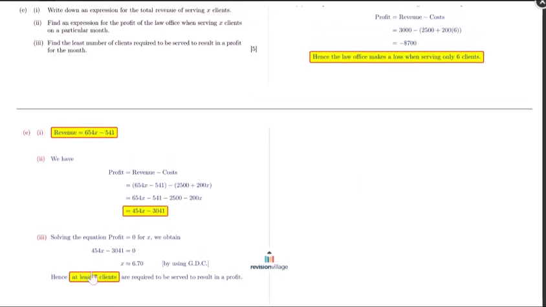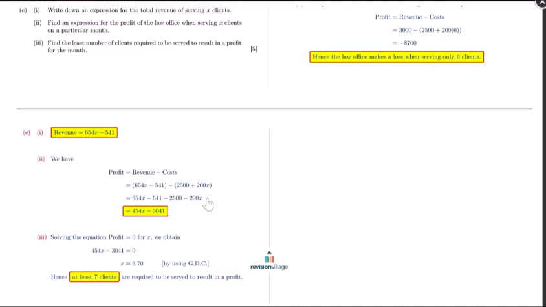The second part is to find an expression for the profit of the law office when serving X clients in a particular month. Okay, so let's have a look at this working here. Profit is equal to revenue subtract costs. Really important equation to remember. It's very logical. Profit is the money brought in, subtract the cost that's taken out. Now the revenue expression, we just defined it as 654x subtract 541. Subtract the cost expression, which is our fixed component of the cost, 2,500, the monthly fixed cost of the law office, plus our variable component, which is 200 times the number of clients seen, X.